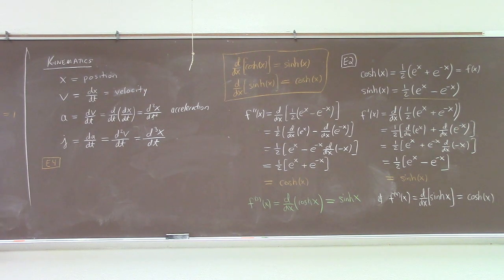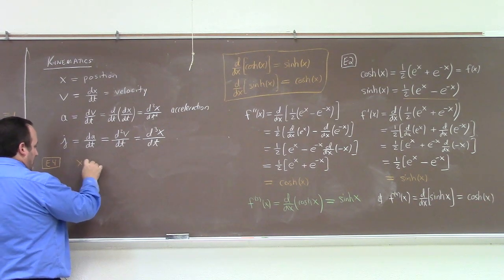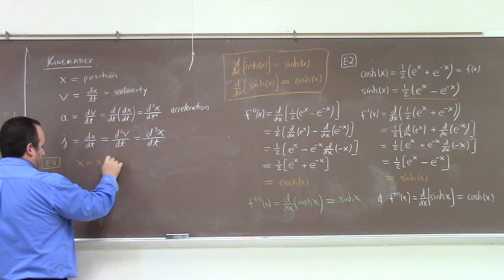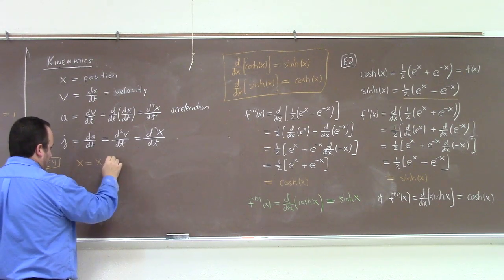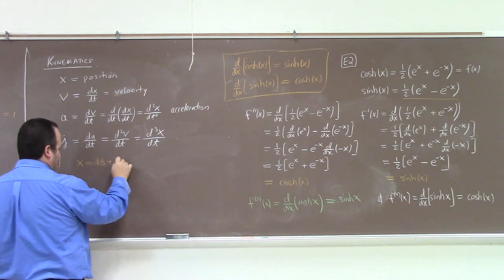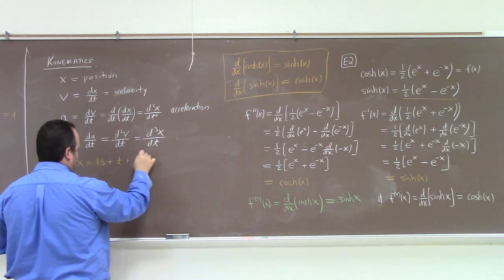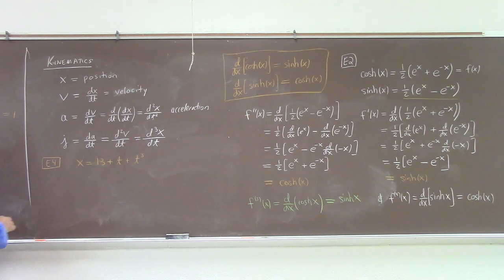Let's see here, so if we had x equals x sub 0, well, let me not do that. Let's say x is equal to 13 plus t plus t cubed. All right? Find the velocity, find the acceleration, find the jerk. Can we do that? I think we can do that.